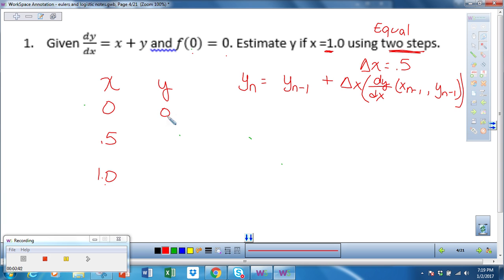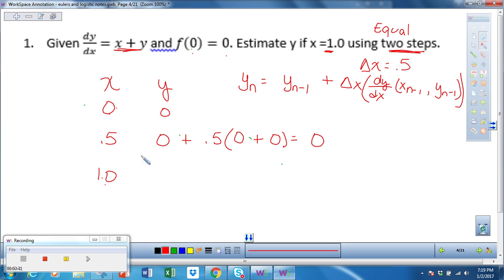So, to find my next y, I start by finding my previous y. So in this case, my previous y is 0. My delta x is 0.5. And then I'm evaluating x plus y using previous x and previous y. So that would be my previous x is 0, my previous y is 0. So I get 0 again. Almost seems as if that didn't make any headway there.